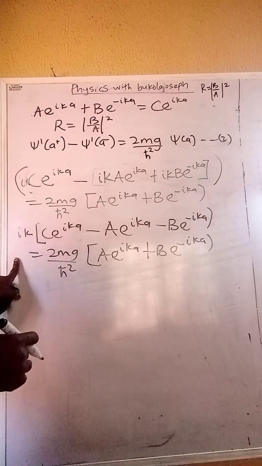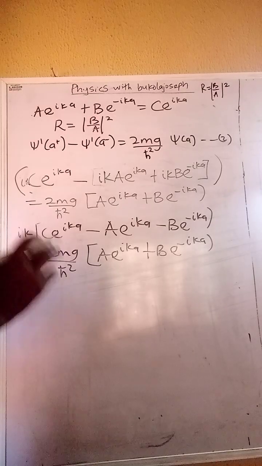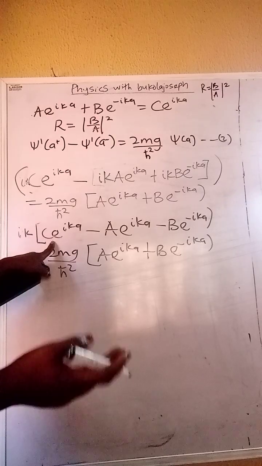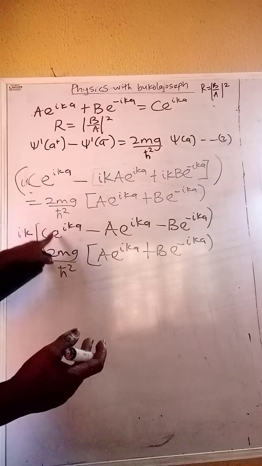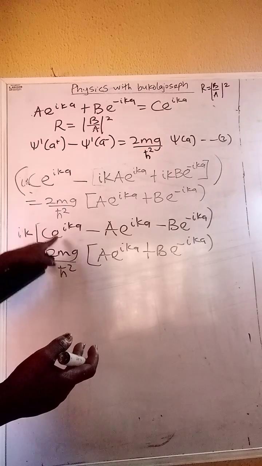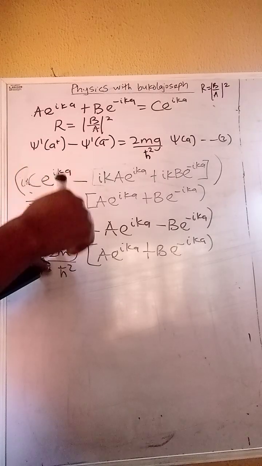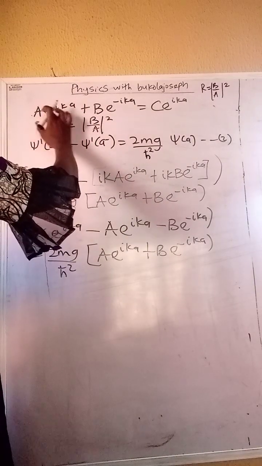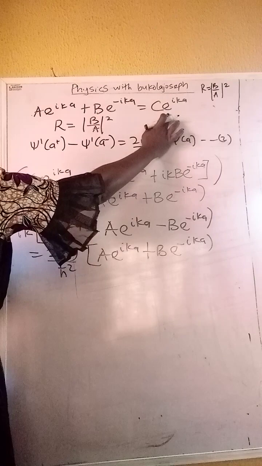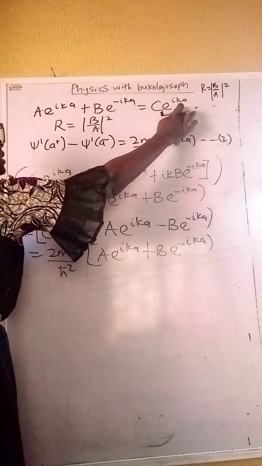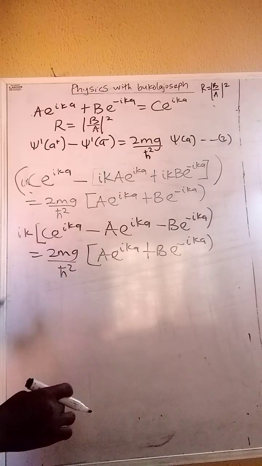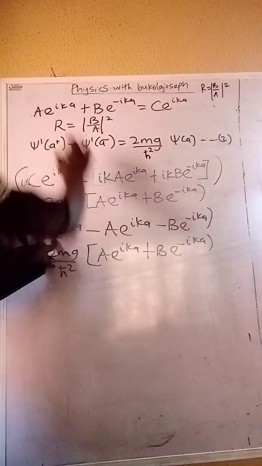So now what is the next thing? What we are looking for is A and B, and then we are seeing C here. So what does that mean? It means we are going to be substituting using the boundary condition. Region 1 is equal to region 2. We are going to substitute this C exponential ika with this.